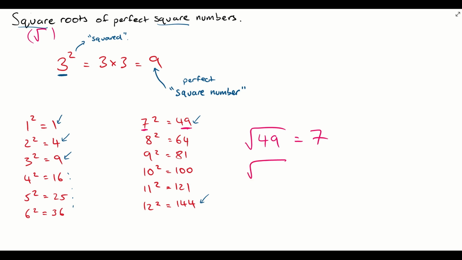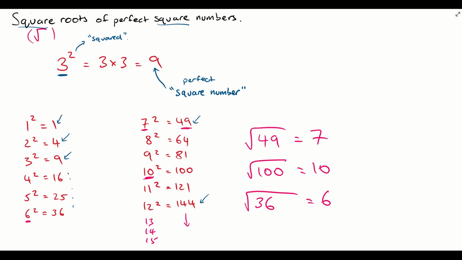And say the square root of 100, what number's being squared to get to 100? It's the number 10. The square root of 36, what number's being squared to get to 36? It's the number 6. So that's finding the square roots of our perfect square numbers. And these perfect square numbers go on and on, so for 13, 14, 15, and forever and ever.